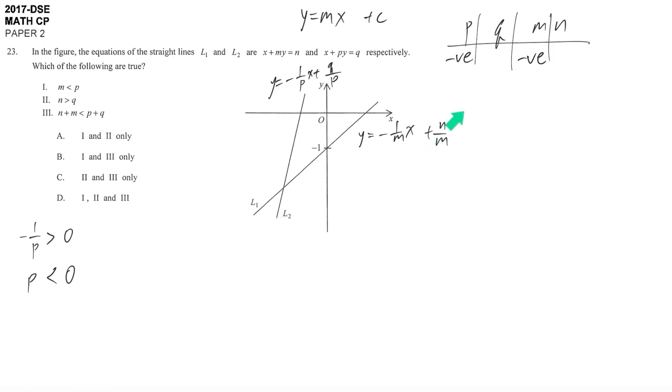After that, we may look at this y-intercept. They give you the result is negative 1. So we know that N over M is equal to negative 1. N is equal to negative M. M is negative, that's why times negative, N itself is positive.